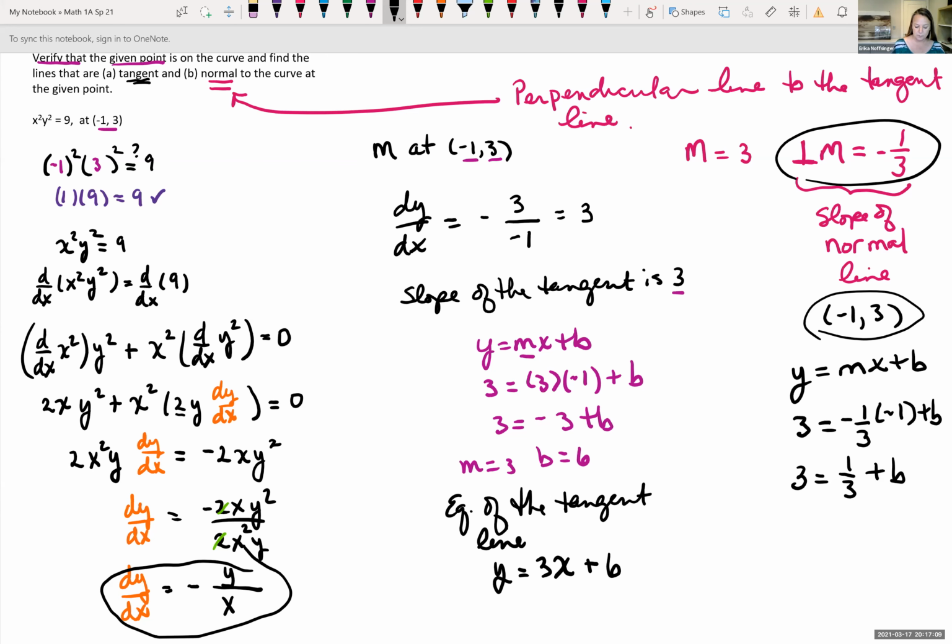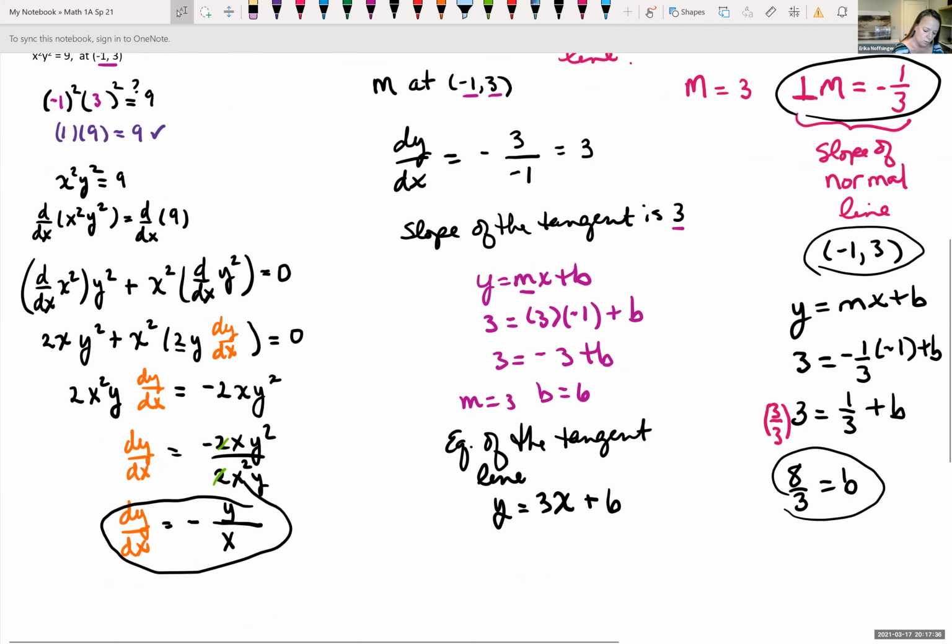So I'm going to subtract 1/3 on both sides. I noticed that I have a whole number and a fraction. So if I think of this as getting a common denominator, that 3 is the same thing as 9/3. So subtracting 1/3 from 9/3, I'm going to get 8/3 is equal to b. So that and my slope, we get y is equal to our slope -1/3 times x plus b, which was 8/3. And this was the equation of the normal line.